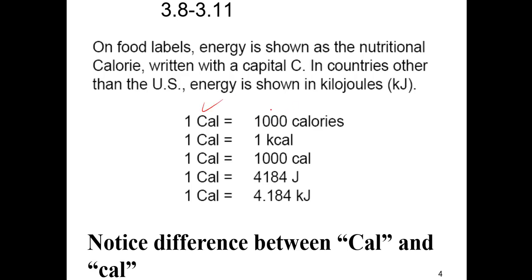So make sure you understand these equalities and you're able to do a simple conversion. For example, I could give you something like this. If you have capital C 10 calories, then that means there's actually 10,000 calories present. And that also means that there's going to be 41,840 joules present. Or, another way to look at this is 41.84 kilojoules.